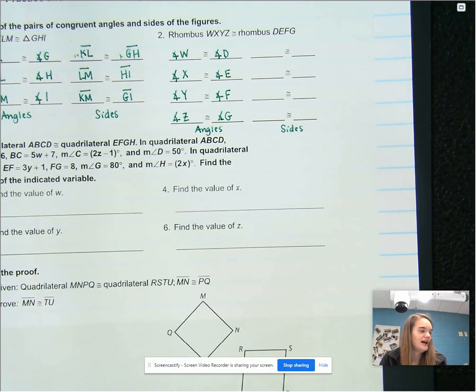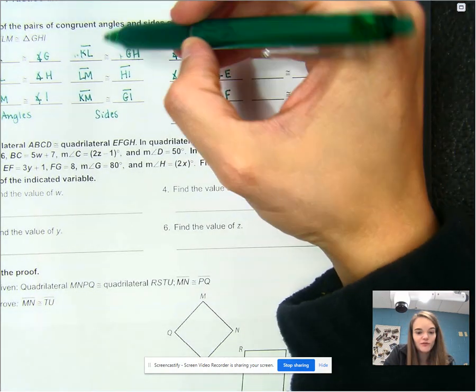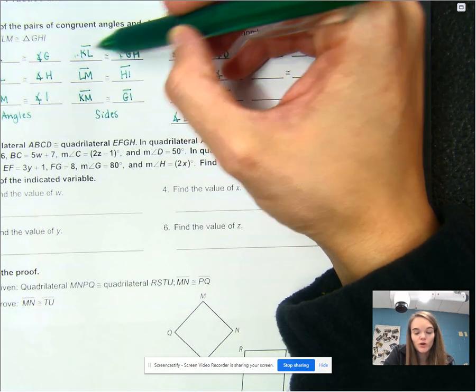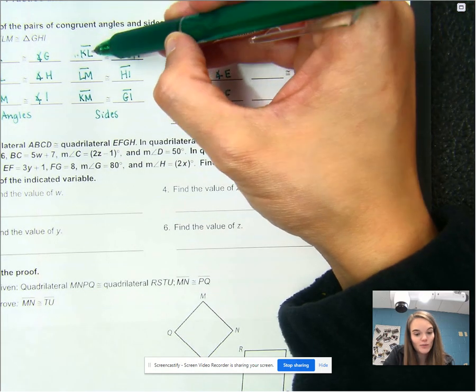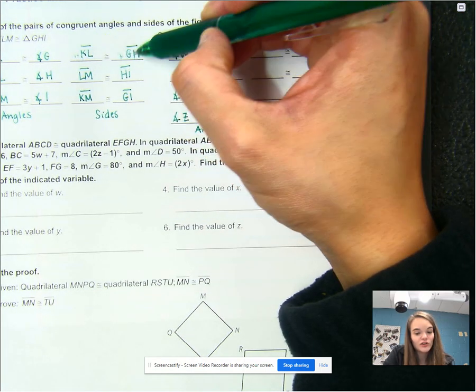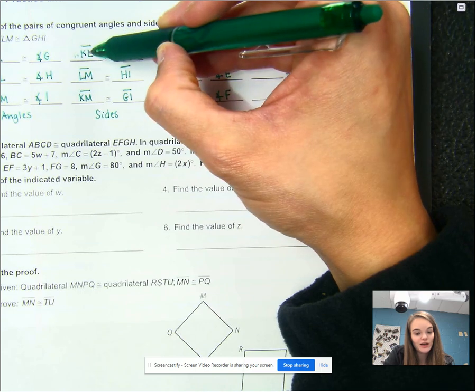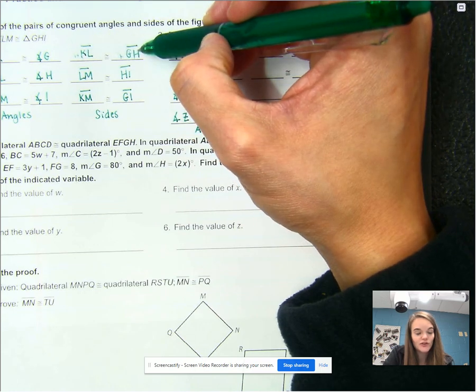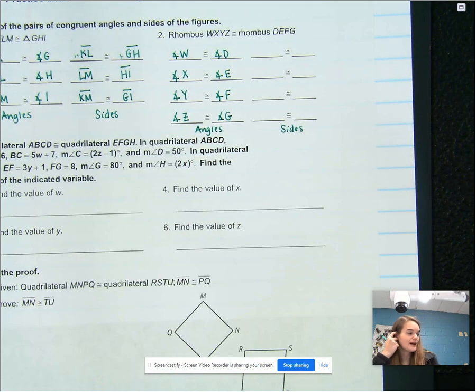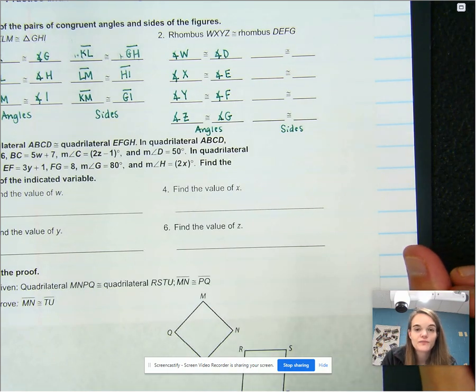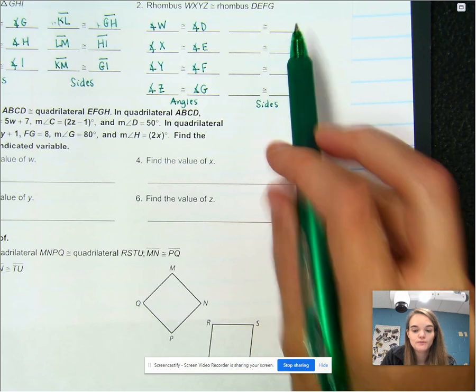All right, let's talk about the sides. Just like before, it does not matter what order they're in. Some other things that don't matter. Right here, this is K, L, and G, H. If I put LK, that's fine as long as I put HG. Okay, so you might have something a little different than me. What matters is that they're both in the same order.